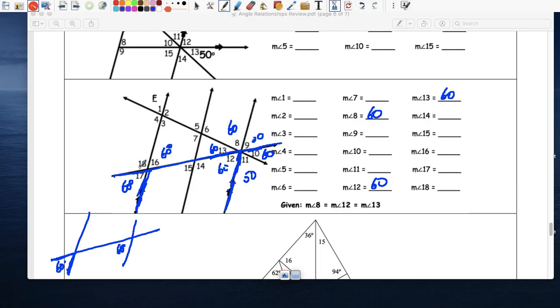What's angle 18? Well, angle 18 and 17 are supplementary, so angle 18 is 180 minus 60, which makes this guy 120. Okay, slowly. So we got that. Let me just write that this is also 120. We'll get to it.